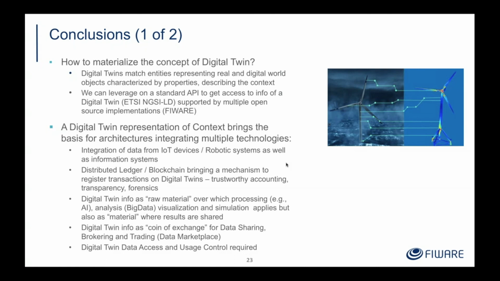Very important, and I didn't mention it before, but I want to emphasize now, digital twin information is the raw material over which processing takes place. This can be in the mode of artificial intelligence algorithms, on top of which analysis can also be performed. Here is where we can use and integrate big data technologies, or we can also visualize and simulate systems.